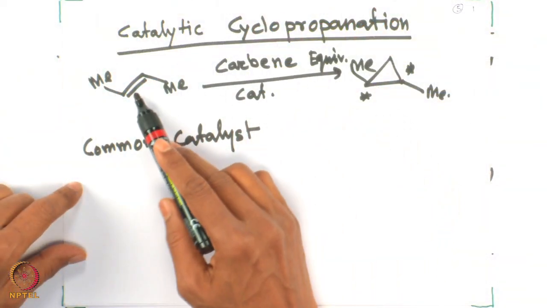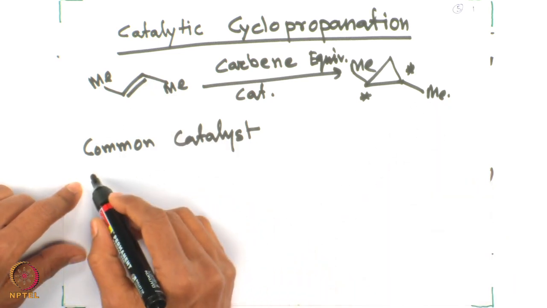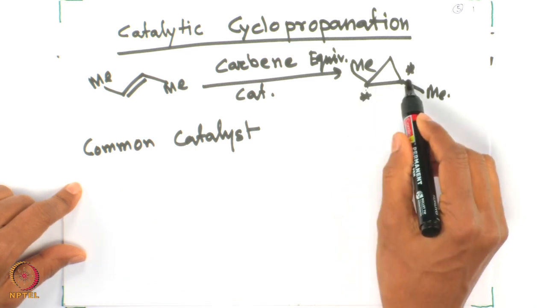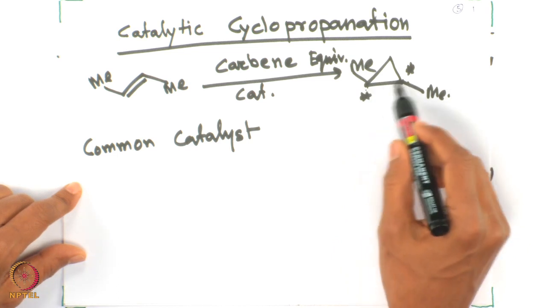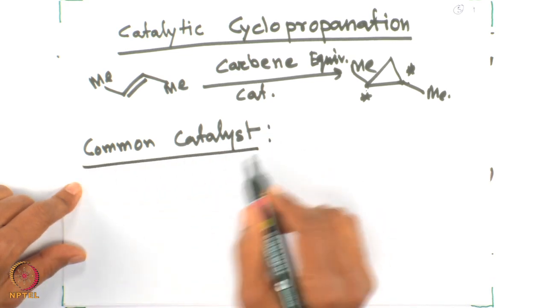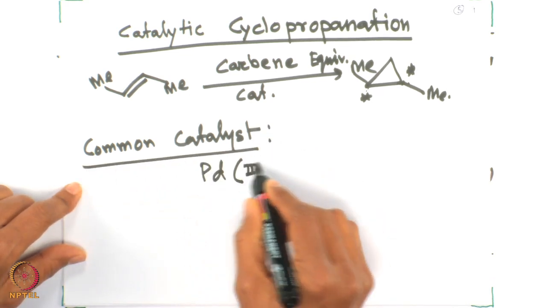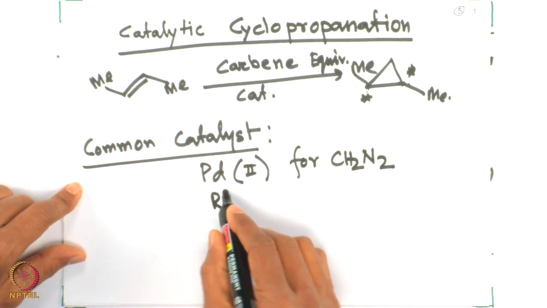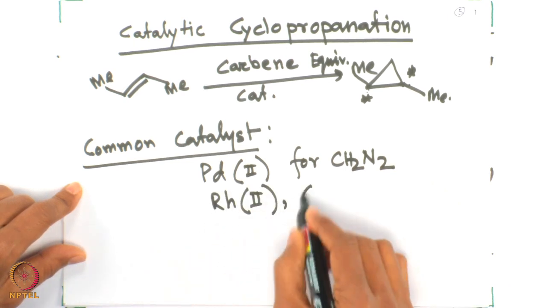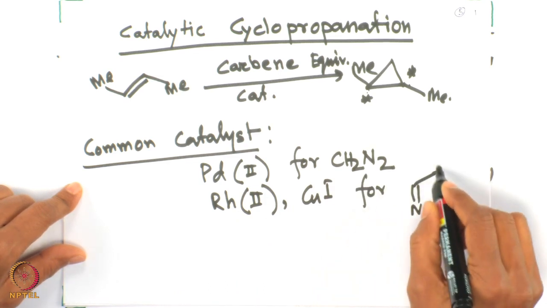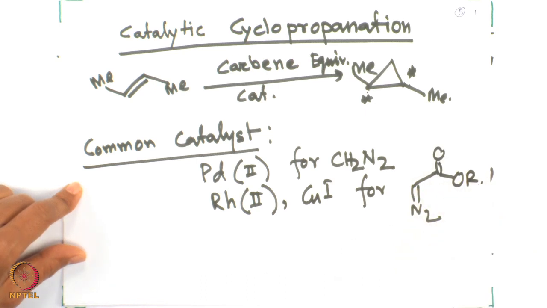Usually, a carbene is reacted with an olefin to give the cyclopropane ring, and of course, in these two centers you can set the stereochemistry. Often we will be talking about the diastereoselective synthesis of such compounds. The common catalyst used for this purpose is palladium(II) for diazomethane as the starting material, rhodium(II) and copper(I) for diazo ester, that is nothing but this reagent as a starting material.